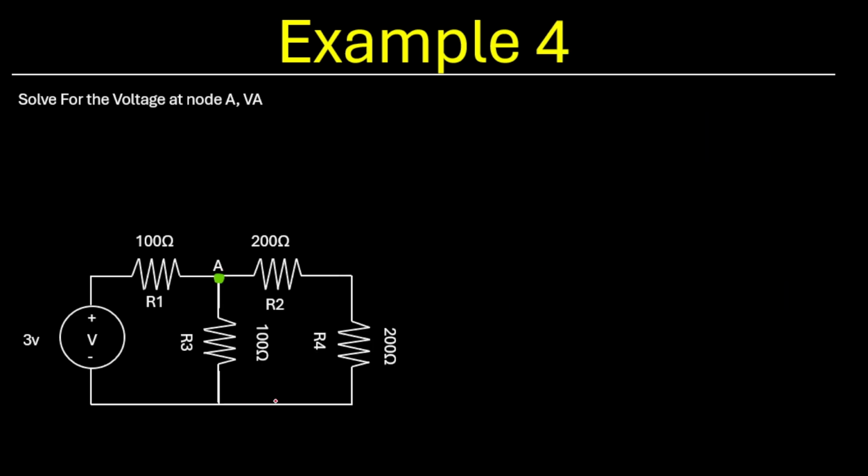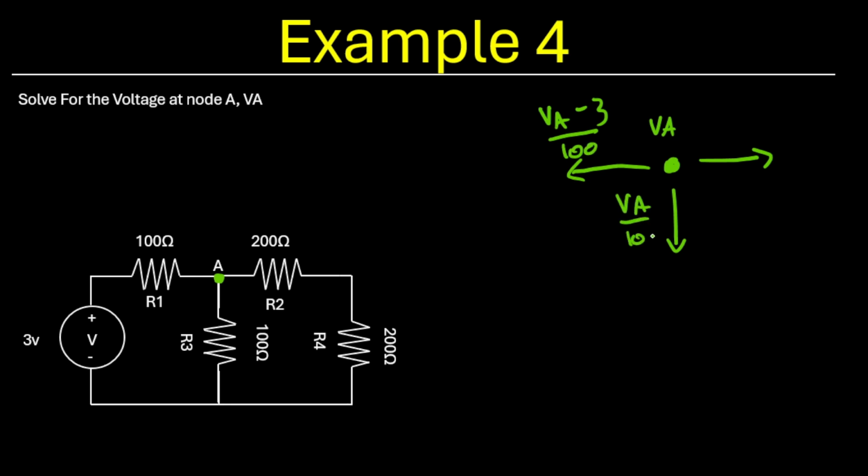All right, one final example here. Again, same question format. We've got node A here. We're trying to solve for the voltage at this node, represented as VA. We've got current going down, current going left, and current going right. We'll start off with the current going left, which is VA minus 3 over 100 ohms. Current going down is VA over 100. Current going right is going to be VA over 400.